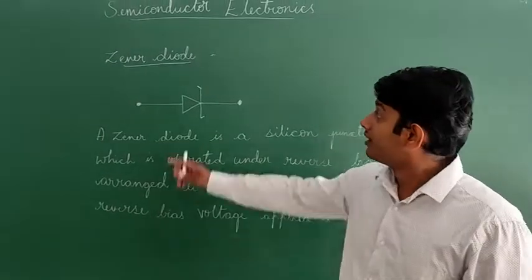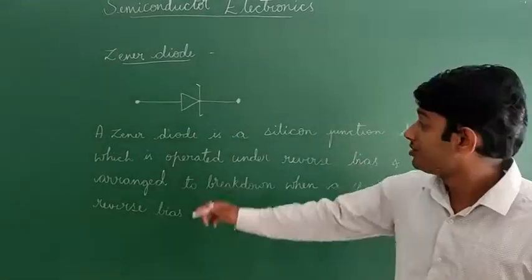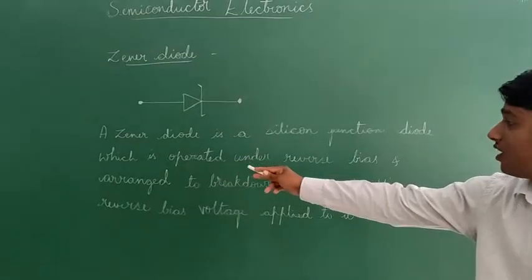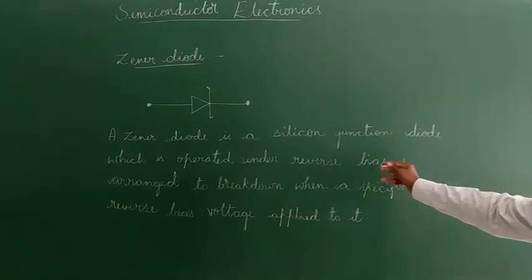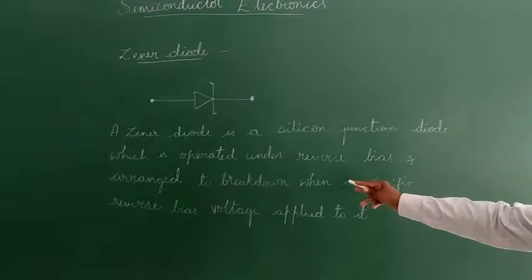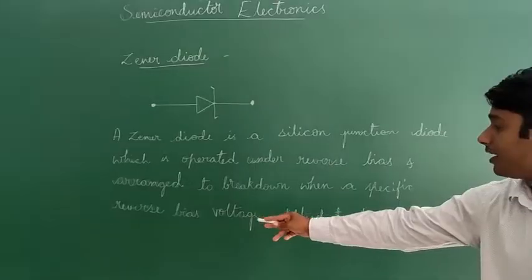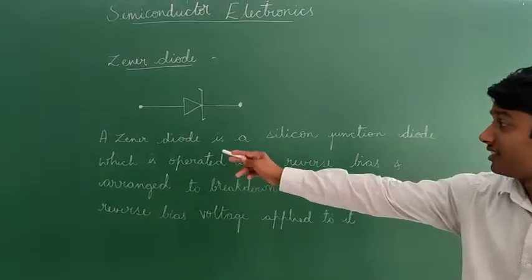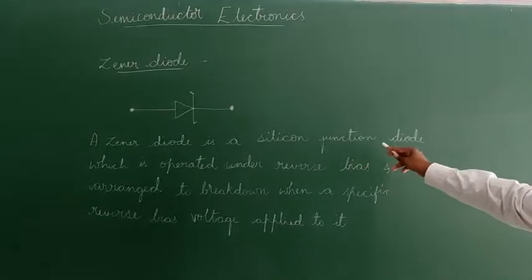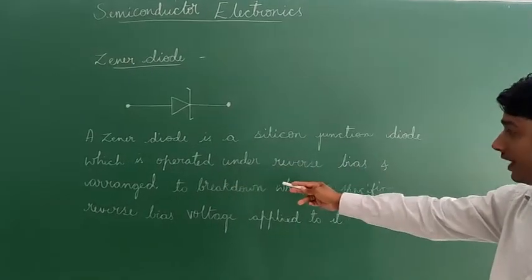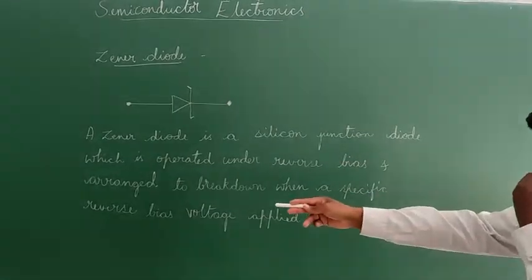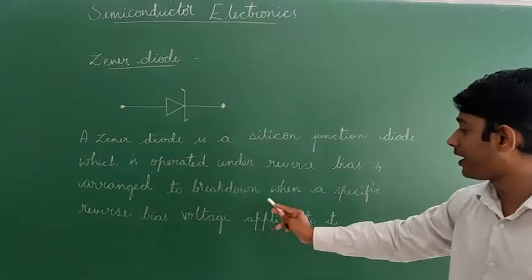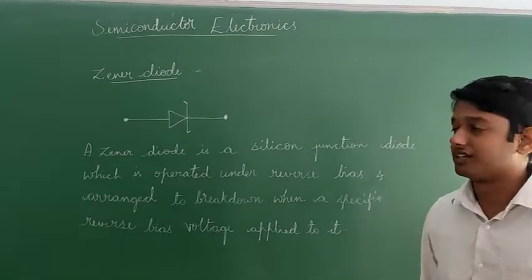The next topic is Zener Diode. A Zener Diode is a silicon junction diode which is operated under reverse bias and arranged to break down when a specific reverse bias voltage is applied to it.